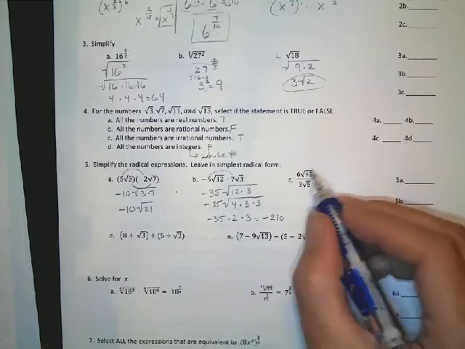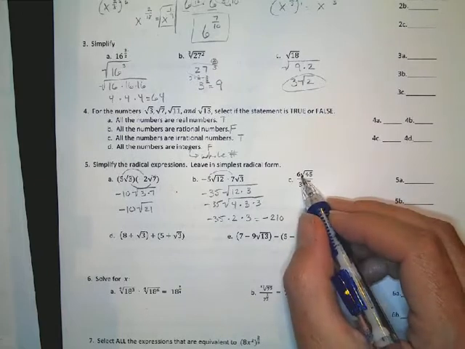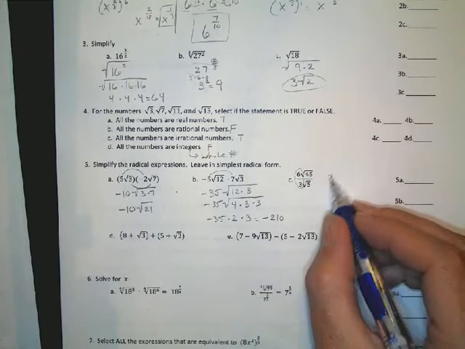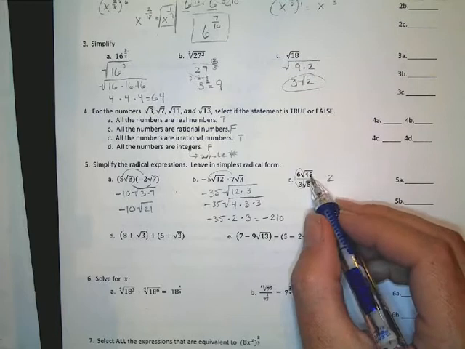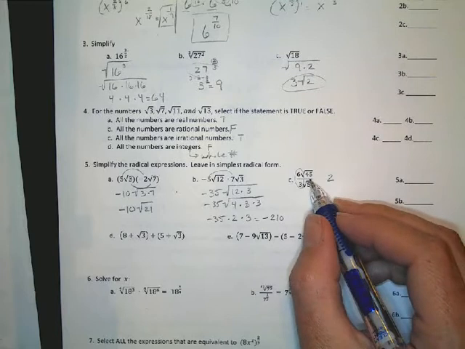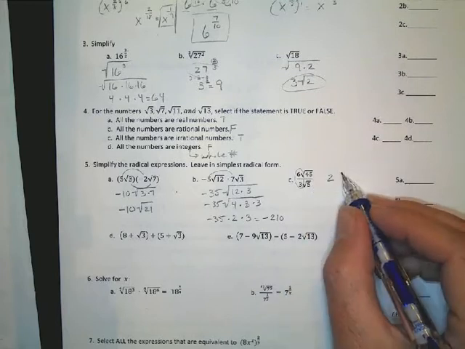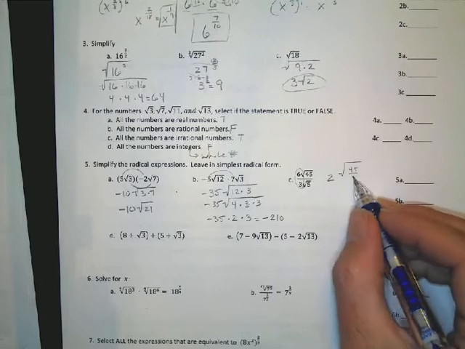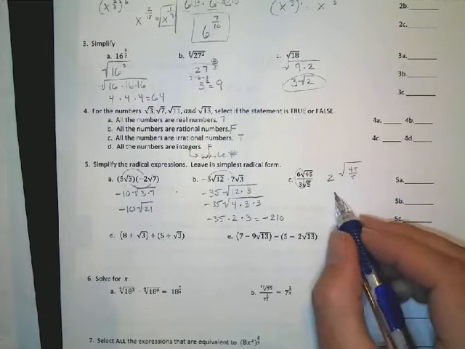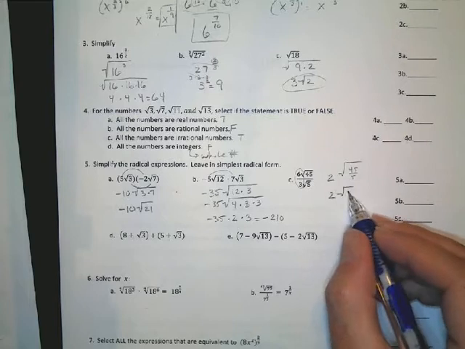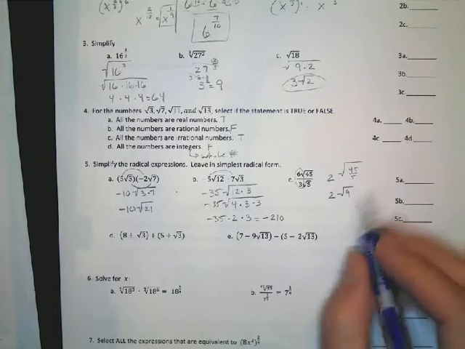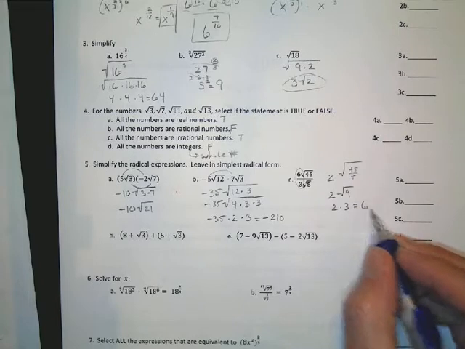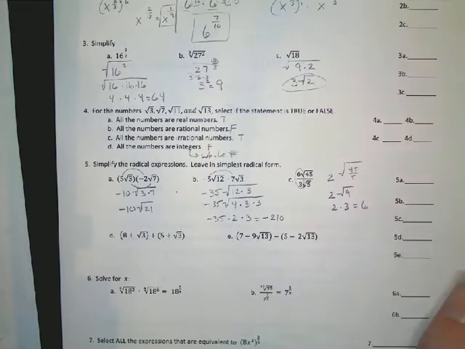For the next one, I can do it in parts. First I can do 6 divided by 3, which is 2. And then for a radical 45 divided by radical 5, that becomes something like this, radical 45 divided by 5, which happens to be 9, so 2 root 9, and the square root of 9 is 3, so 2 times 3, which equals 6 for letter C.